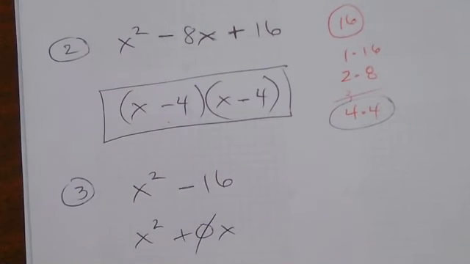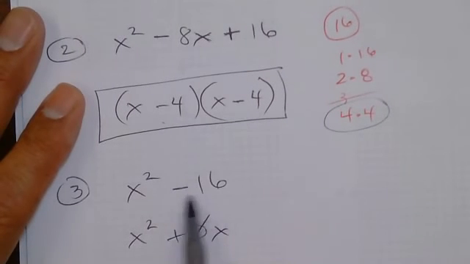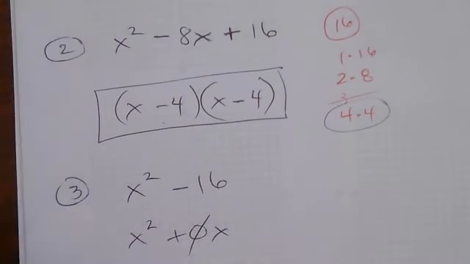x squared plus no x. 0 means it's not there, right? You guys agree there's a 0? They're not going to write it when it's 0. But do you guys agree that middle term is not here on this one? So it's really x squared, and then the minus 16 is back here. You guys agree with that?